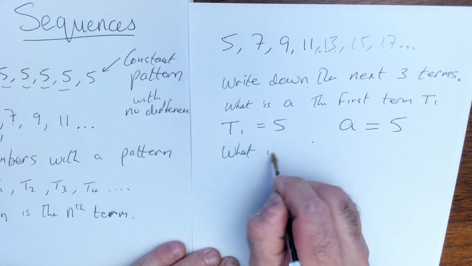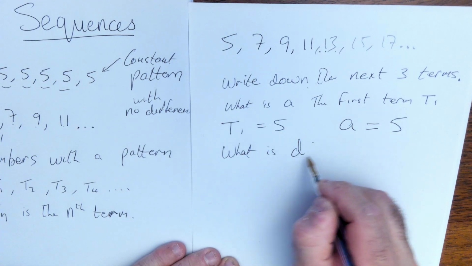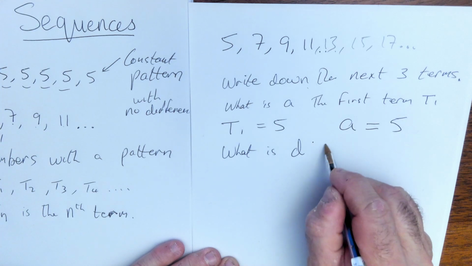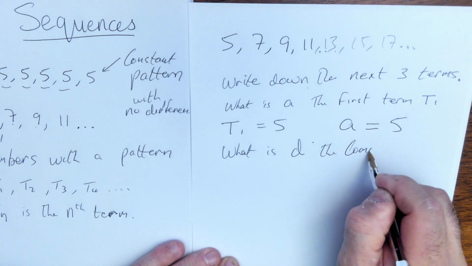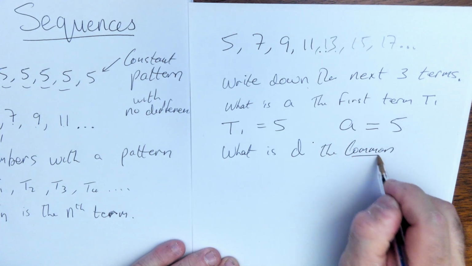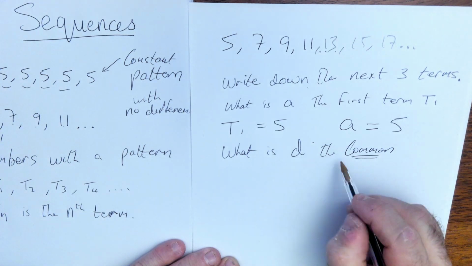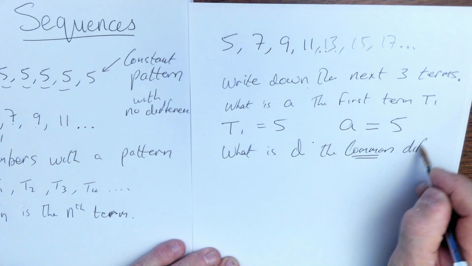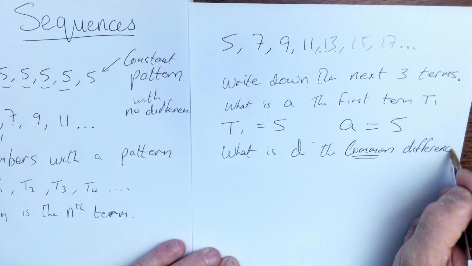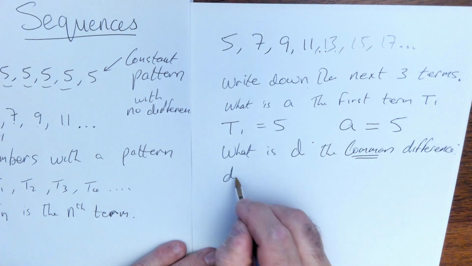What is D? We introduced a variable D, the common difference. That's only common in linear sequences. In quadratic it won't be common. It'll keep changing. What is D? The common difference. And here D equals 2.